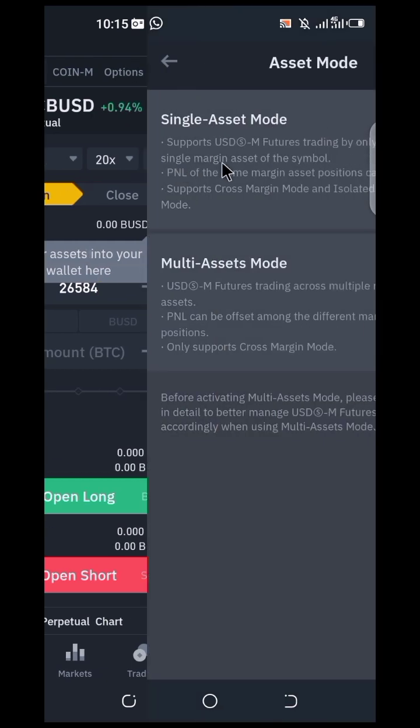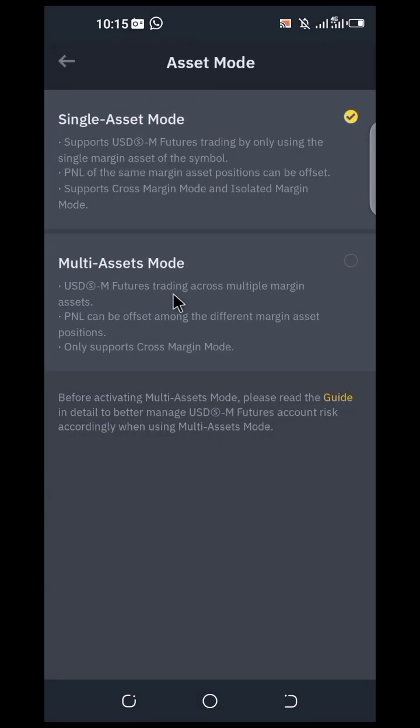And then the multi-asset mode doesn't support the isolated margin. You can only use the cross margin on this, and what this means is that you are risking everything you have in your account instead of a certain amount of the money you have in your wallet. So it is always very important you use the single asset mode as a beginner.